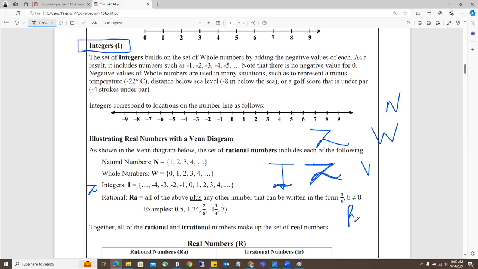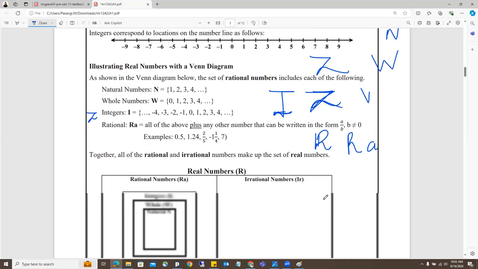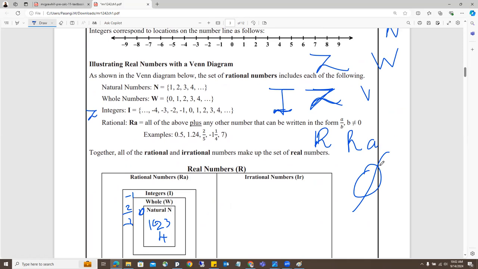Real numbers, we normally denote with R. And for the rational numbers, we normally define it as R A. Another notation like this is also used to define the rational numbers. We can define all these numbers with a set. That's how we normally denote them. Is it clear?